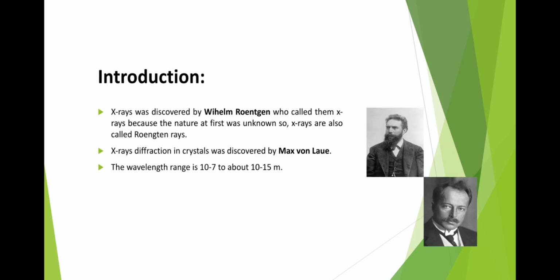First of all, introduction. X-rays were discovered by William Röntgen, who called them X-rays because their nature was at first unknown. So X-rays are also called Röntgen rays. X-ray diffraction in crystals was discovered by Max von Laue. The wavelength range is 10^-7 to about 10^-15 meter.